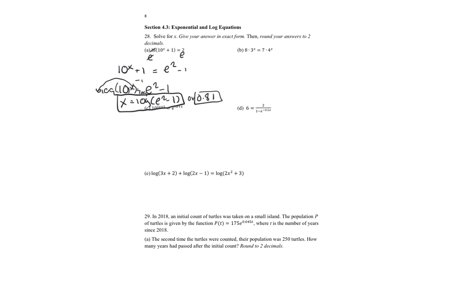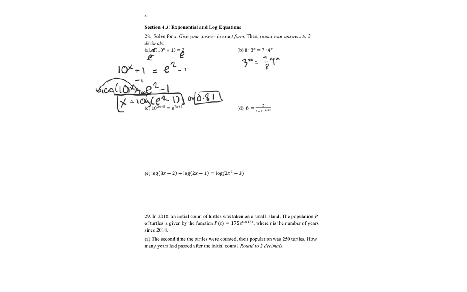I'm going to erase this for the next problem. Alright, so for part B, we have 8 times 3 to the x is equal to 7 times 4 to the x. Alright, so we're trying to get x by itself, right? So the first step that we can take is divide 8 on both sides. So then we get 3 to the x is equal to 7 over 8 times 4 to the x.